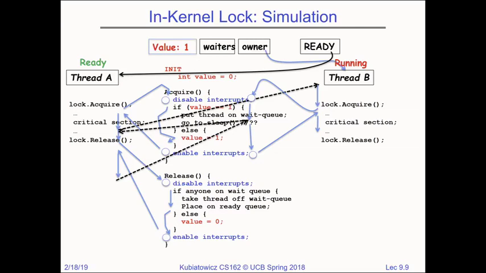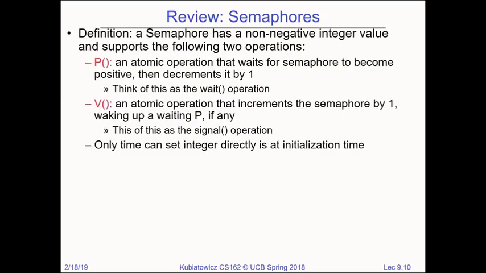All right, so the other thing that we talked about just before the end of the lecture was semaphores. If you remember, a semaphore is like a non-negative integer with two atomic operations, P and V. The P operation basically waits for the semaphore to become positive and then decrements it by 1. And the V operation basically increments the semaphore by 1.